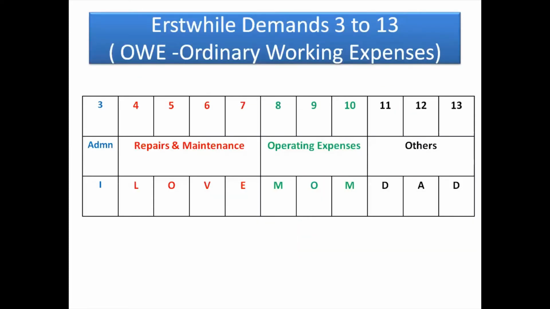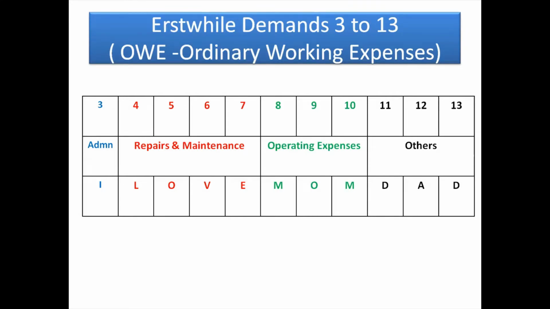Now we'll discuss the zonal railway working expenses, that is 3 to 13. Demand number 3 is administration. Demands 4, 5, 6, 7 are the repairs and maintenance of the various railway assets. All railway assets' maintenance or repairs come under the second category, called repairs and maintenance. And the third category is called operating expenses. First is administration, which is very important. Next is the maintenance of rolling stock, maintenance of track, maintenance of machinery, and all these assets is the second category.